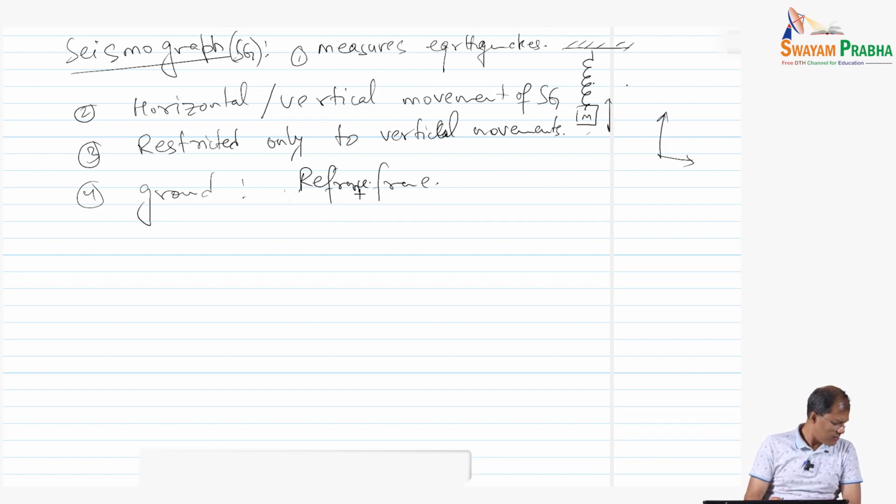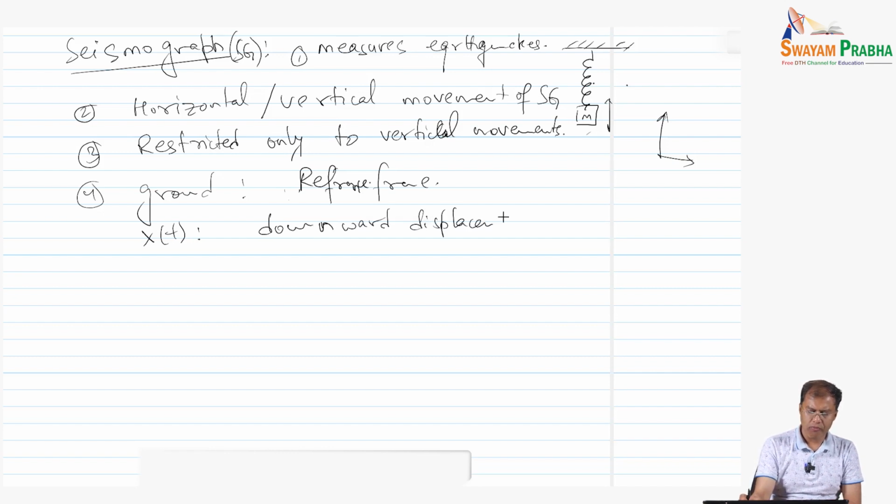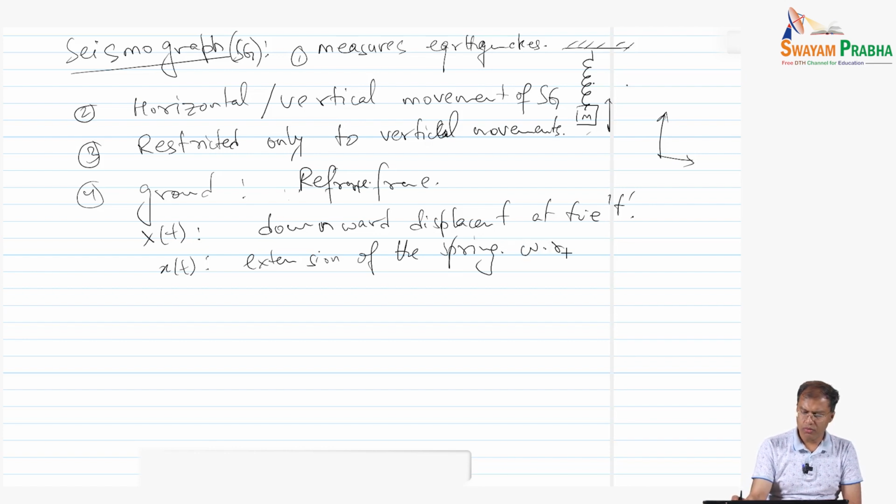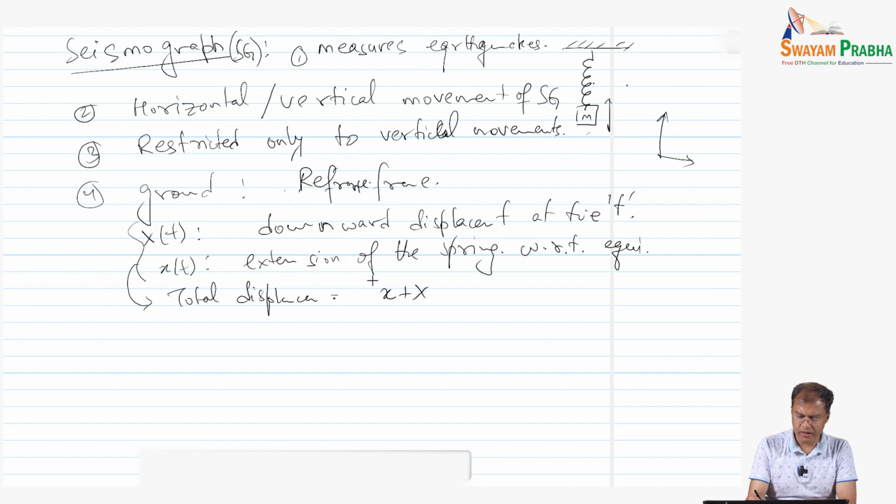Okay. So then let us say my capital X of t is my downward displacement at time t. Okay. And let us say my small x of t is the extension of the spring with respect to its equilibrium. So the extension x of t is the extension of the spring with respect to its equilibrium. And so from here we find that the total displacement comes out to be x plus capital X. The total displacement is x plus capital X with respect to an inertial frame.